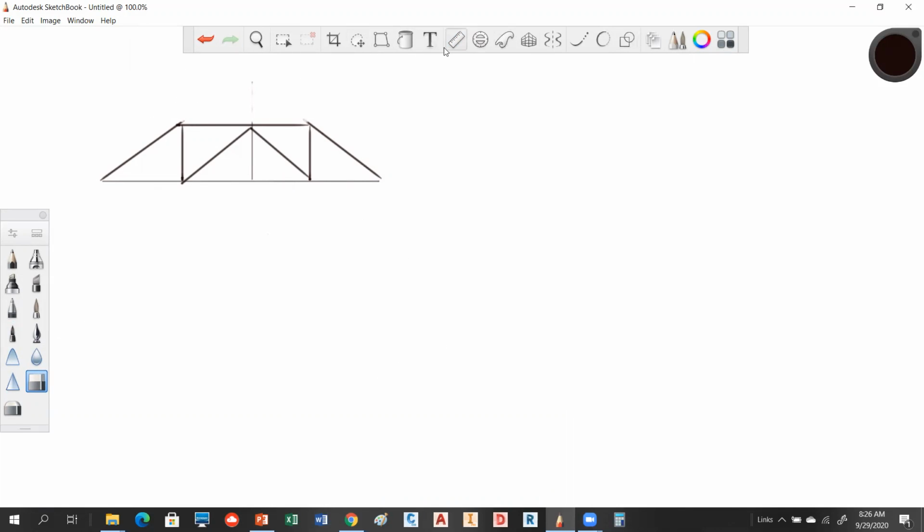Okay, so there's my truss. Now let me put some loads on here. So we got this thing loaded on the top. So the top chord has 3/4 and the bottom chord's going to have 3/4. I could have done that when I was there.